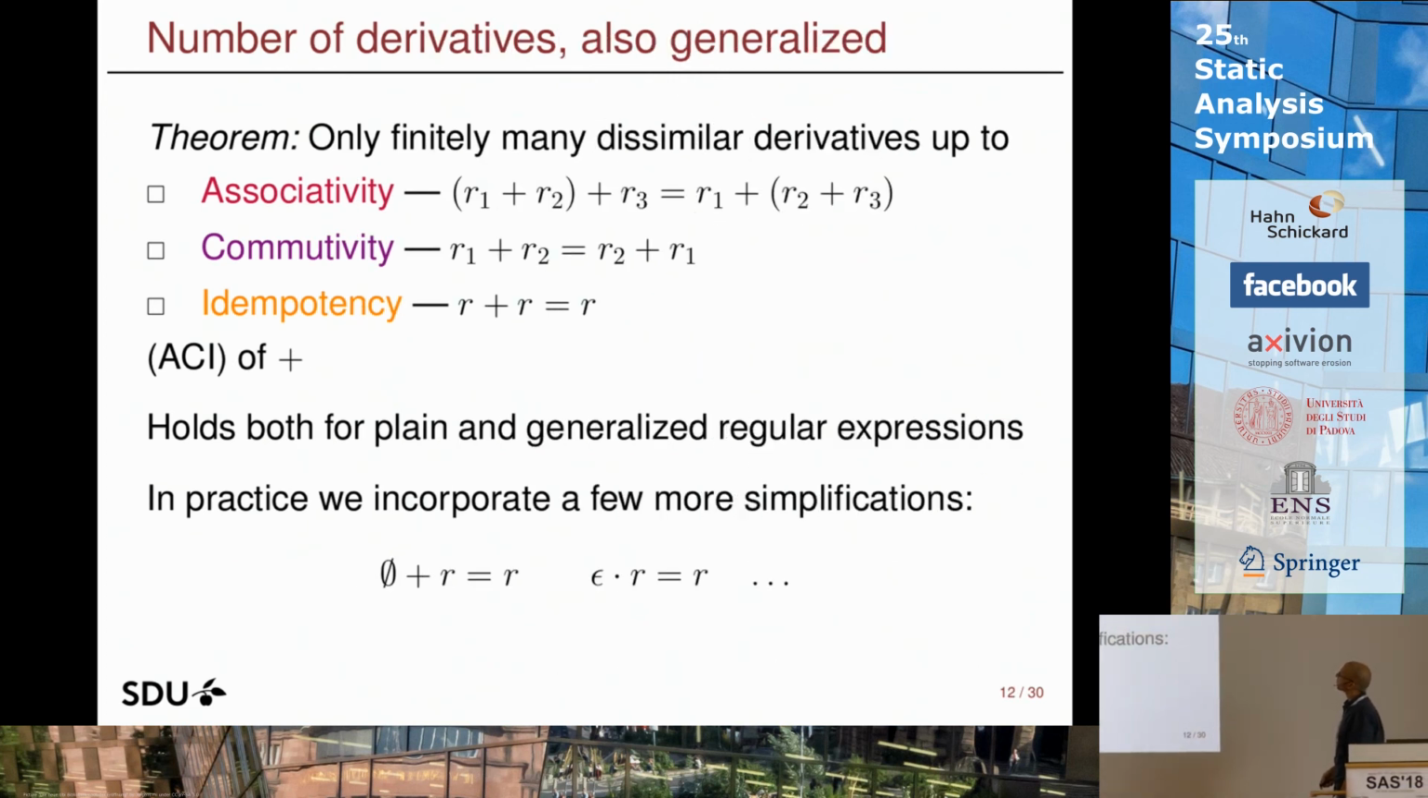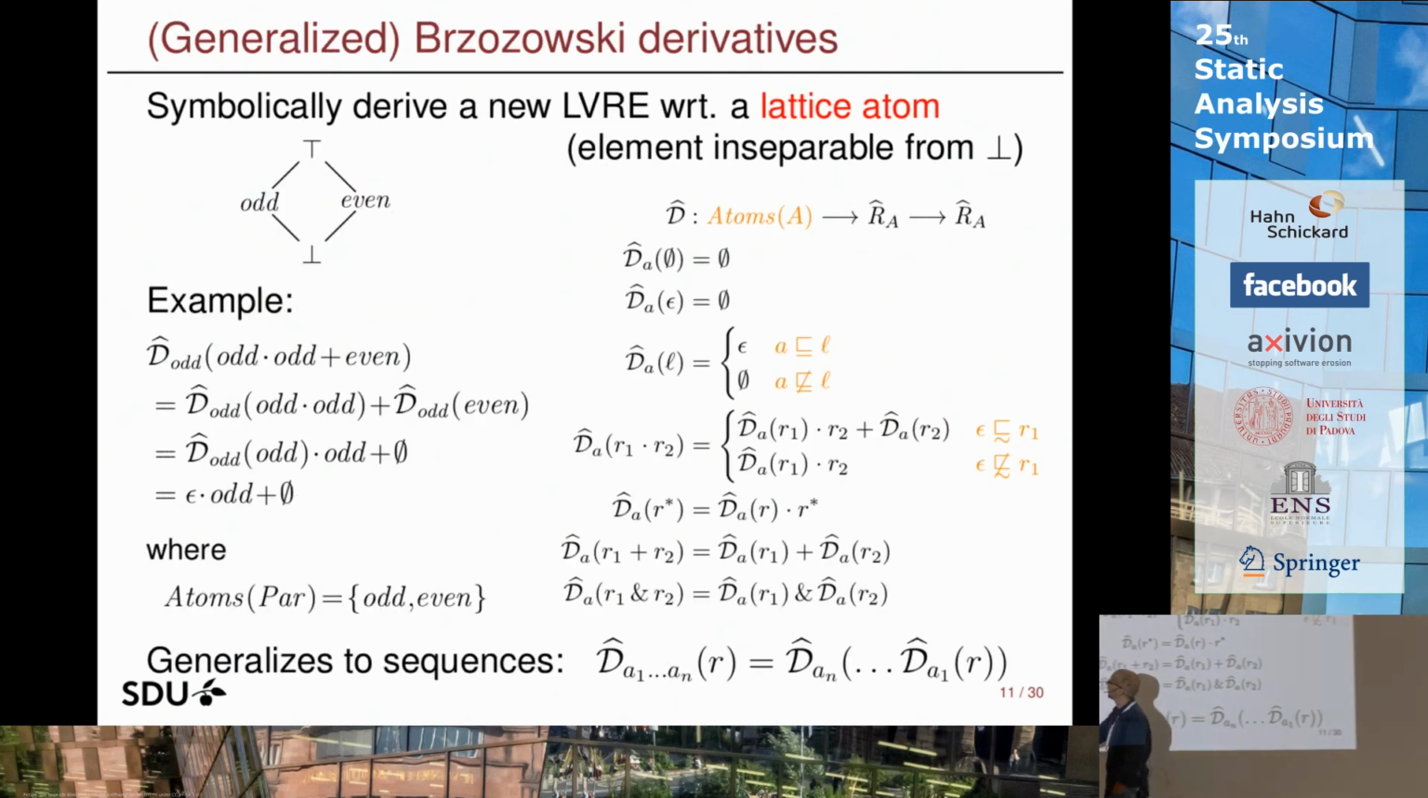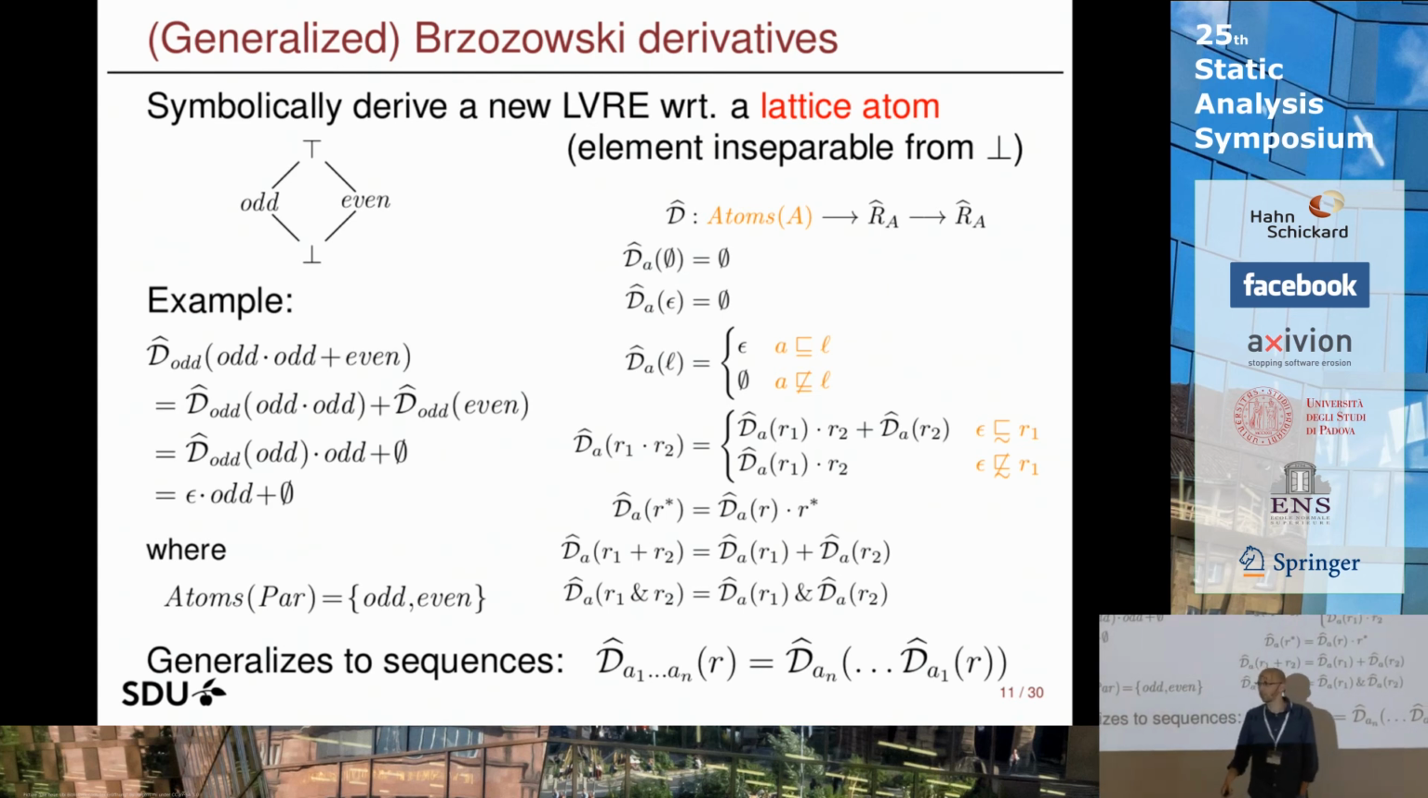All right, so Brzozowski back in '64 proved there are only finitely many derivatives up to associativity, commutativity, and idempotency of the plus operation. That also holds for the generalized version. In practice, however, we throw in a few more simplifications. So say simplifying empty plus anything to the anything, and you saw how that could come in handy to simplify something like that.